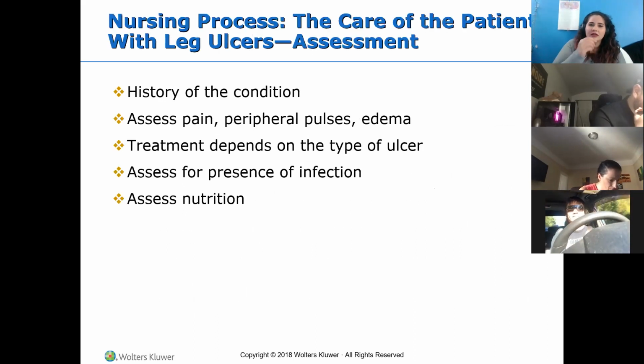Okay. So nursing process, the care of a patient with leg ulcer: assessment, history of the condition, assessing pain, peripheral pulses, and edema. Treatment depends on the type of ulcer. You want to assess for presence of infection and assess nutrition.